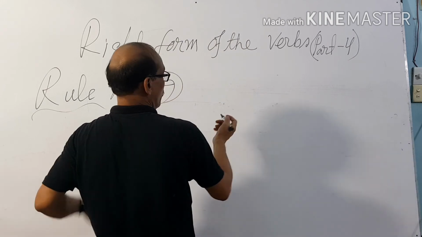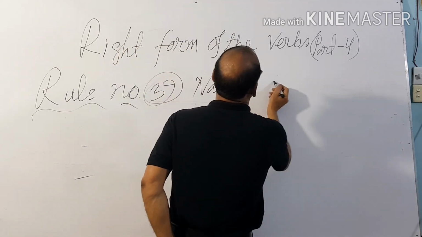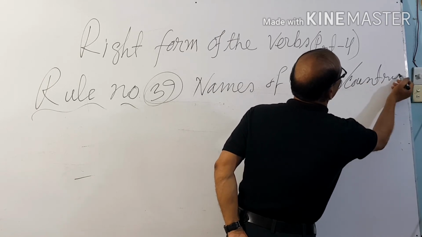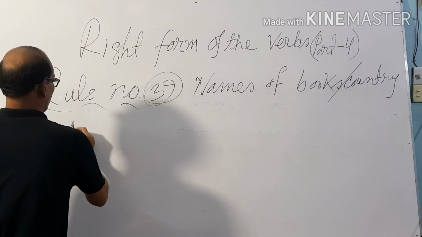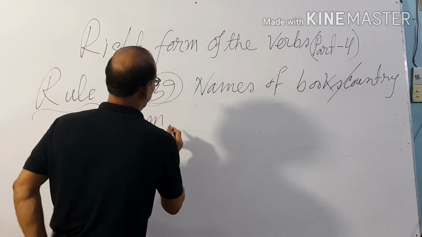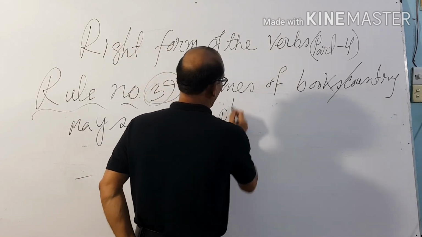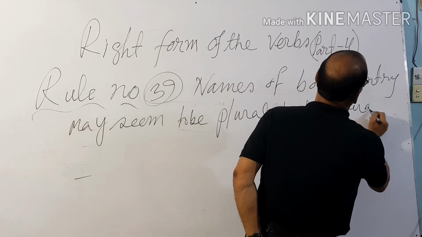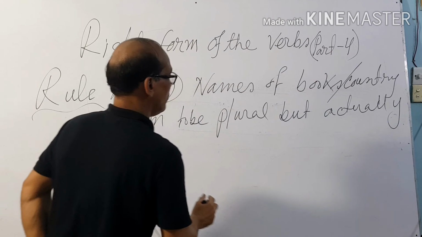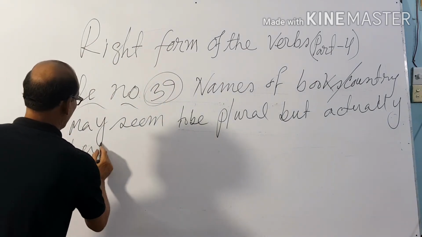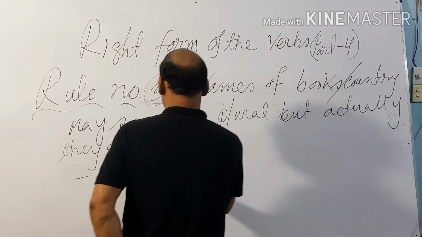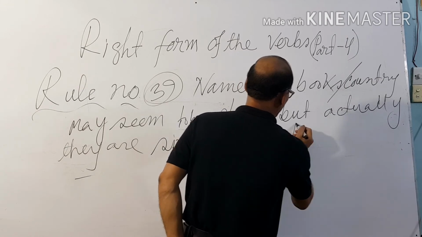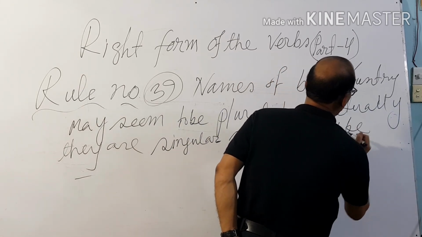There are some names of books. Names of books or countries may seem to be plural, but actually they are singular. So the verb will be singular.